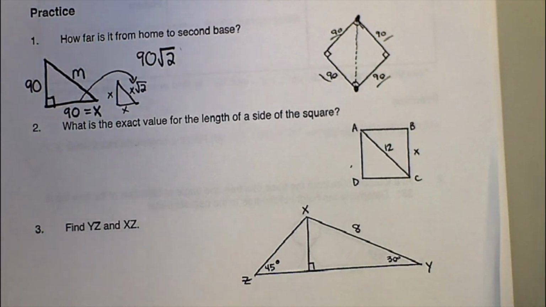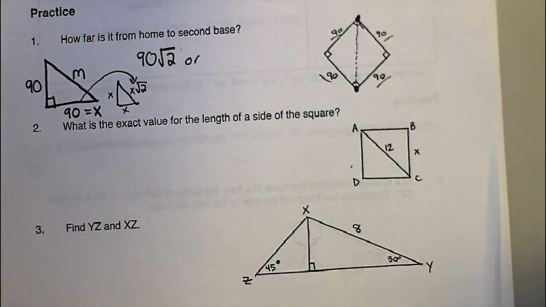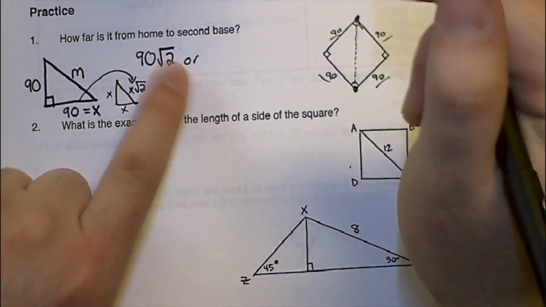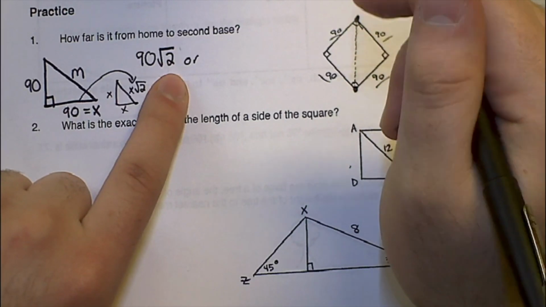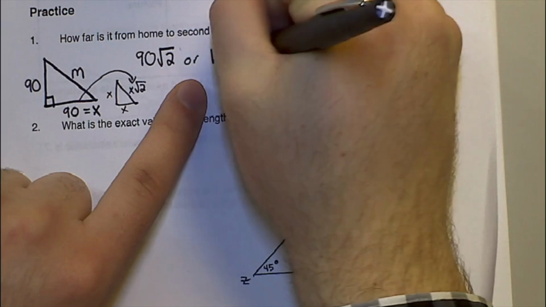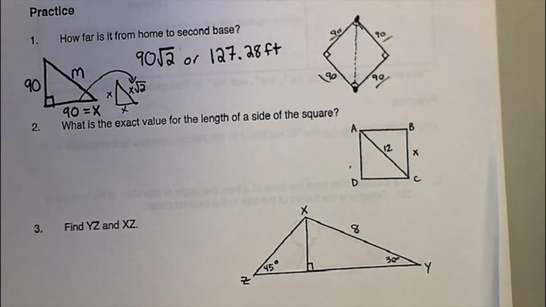Now, that seems like kind of a strange answer just because it's really hard to visualize what 90 times the square root of 2 feet is. And so this is where, if we're being realistic, we should probably round this a little bit just so that we have a ballpark idea of how big this is. So this is our exact measurement, but if I want a ballpark, we can actually multiply 90 times the square root of 2. And if we just do that in our calculator, you should get something about 127.28, and that's in feet. Okay, so it's roughly 127 and a quarter feet from home plate to second base.